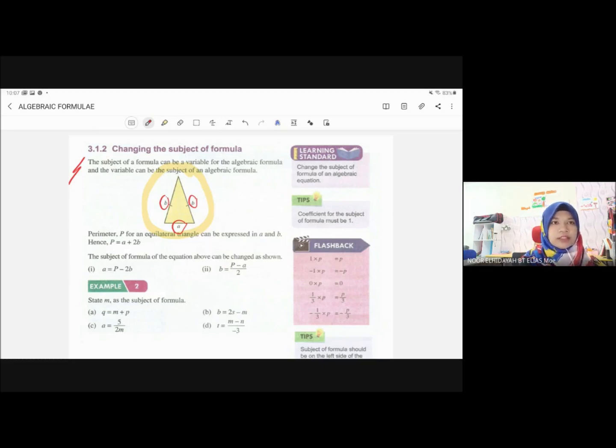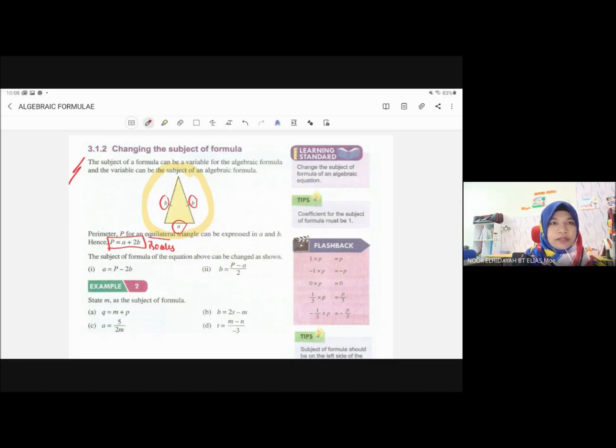Perimeter of an equilateral triangle. This one is not equilateral. The textbook is wrong here; textbooks make mistakes too, it is normal. This one is isosceles. For an equilateral triangle, the sides must be equal. So this is isosceles, not equilateral. The isosceles triangle can be expressed in A and B. If we write its perimeter as an algebraic formula, P equals A plus 2B.